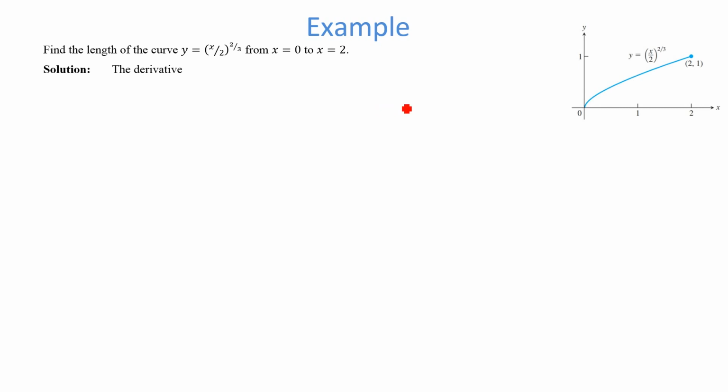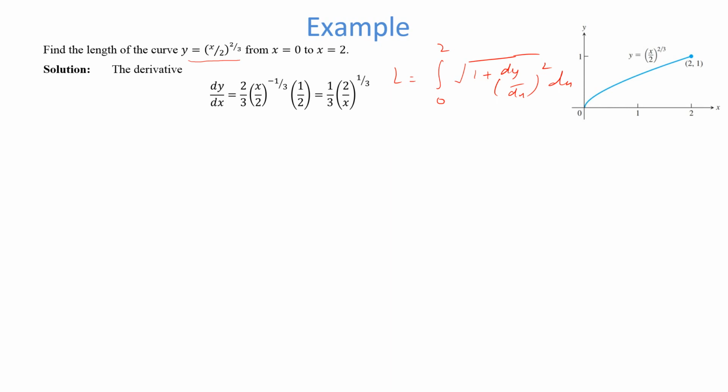So again, we'll write the formula, and then we are going to differentiate it. Initially, since this function is a function of x, that is y is equal to some function of x, we are going to use (dy/dx) squared dx. Now after differentiation we have this result.